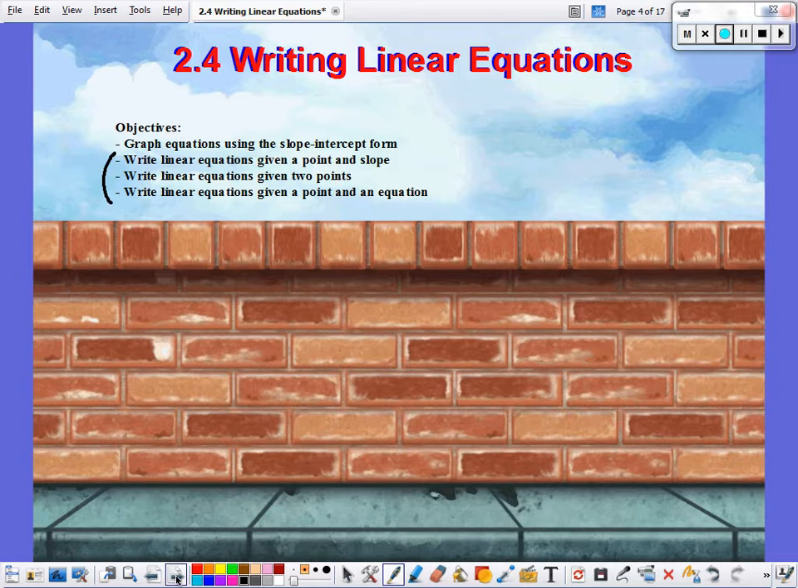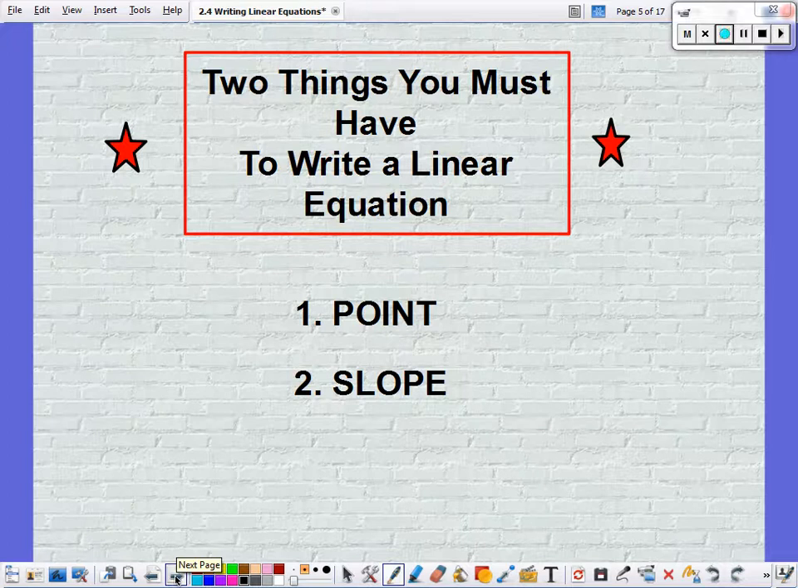But first things first, let's go ahead and take a look at really the main part of writing a linear equation. There's 2 things you must have, and notice double stars here, so this is important. The 2 things that you must have to write a linear equation is a point and a slope. So in class, if we're talking and I say, well, what 2 things do you need to write an equation? Point and a slope. Those are 2 things that you need.